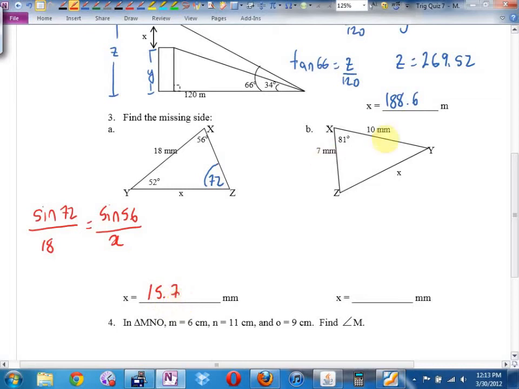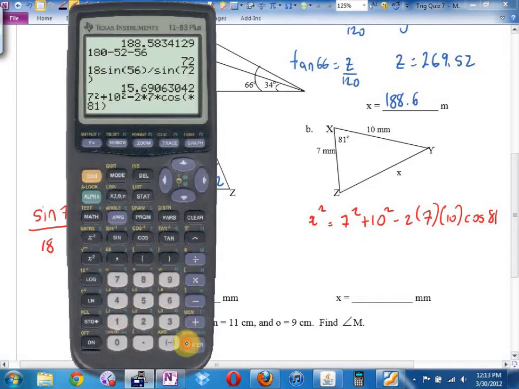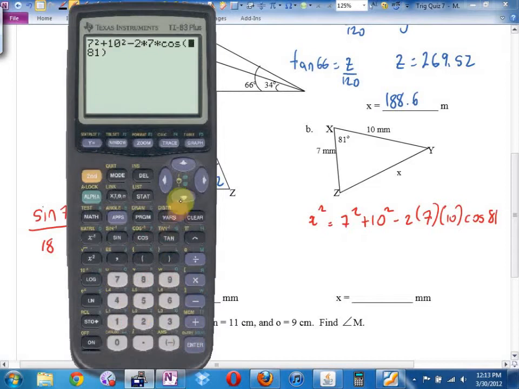Side angle side, that's cosine law. X squared equals 7 squared plus 10 squared minus 2 times 7 times 10 cos of 81. I'm not quite showing all my work. I'm rushing to get through this. 7 squared plus 10 squared minus 2 times 7 times cos times 81, close bracket. I got that for some reason, and I missed the 10. Thank you.